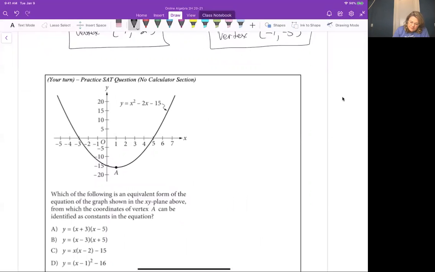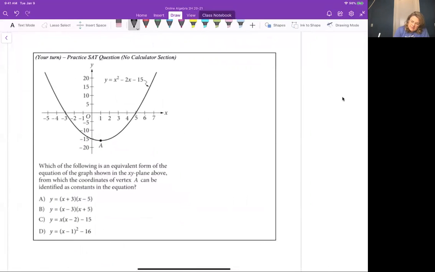All right, so let's look at the first one. Which of the following is an equivalent form of the equation of the graph shown in the xy plane above, from which the coordinates of the vertex A can be identified as constants in the equation? So here is the equation. Here is the vertex of the parabola. And they have asked us to get the equation in a form that allows the coordinates of the vertex to be found very easily. And that is the vertex form, which you can create by completing the square.